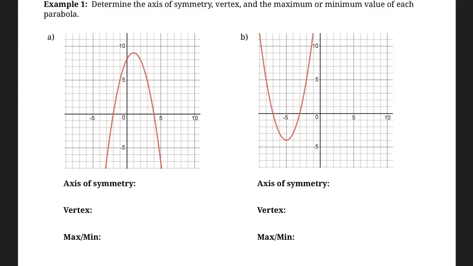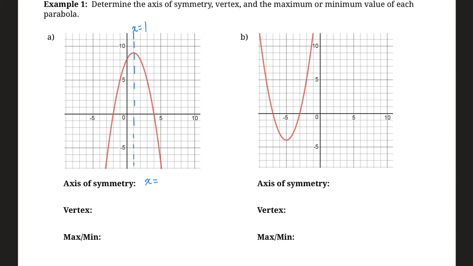Let's identify some of these properties on these graphs. We're looking for the axis of symmetry on our first graph, and you can do that by just looking at the graph. It's always just going to be the line that splits that parabola directly in half. And by looking at this graph, the axis of symmetry is x equals 1. So that's the equation of that line.